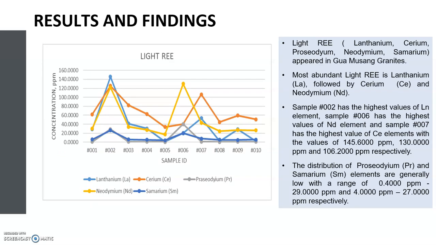So when we focus on the distribution of light REE, it shows that cerium, neodymium, and lanthanum appear to be the most prominent elements within all 10 samples, while the distributions of praseodymium and samarium are generally low.